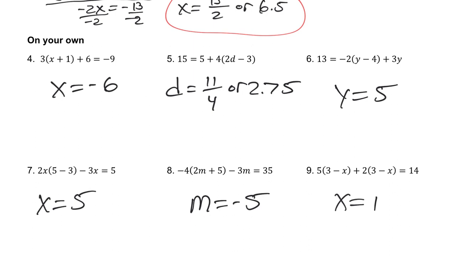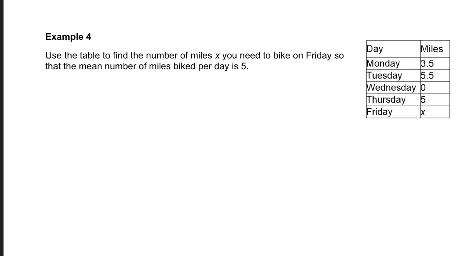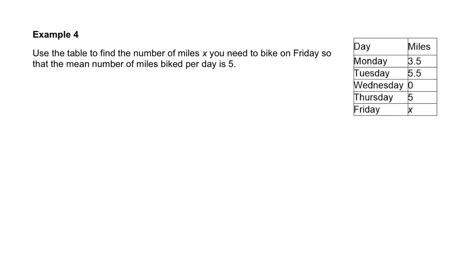Okay, let's now move on to example number 4. It says use the table to find the number of miles x you need to bike on Friday so that the mean number of miles biked per day is 5. Don't forget, mean is that average that we talked about in our vocab earlier. So that means we have to add them all up and divide by how many we have. So we have all 5 days over there, so we're going to take all 5.